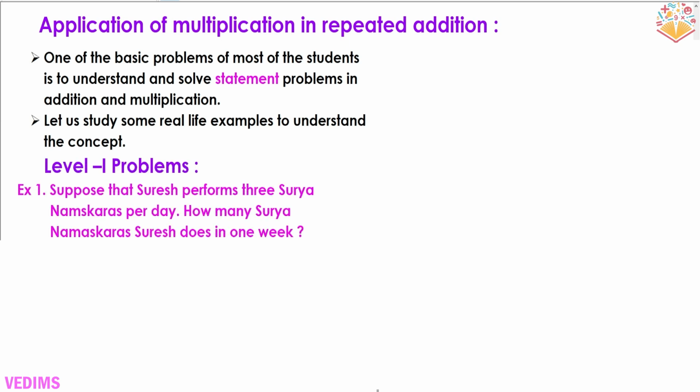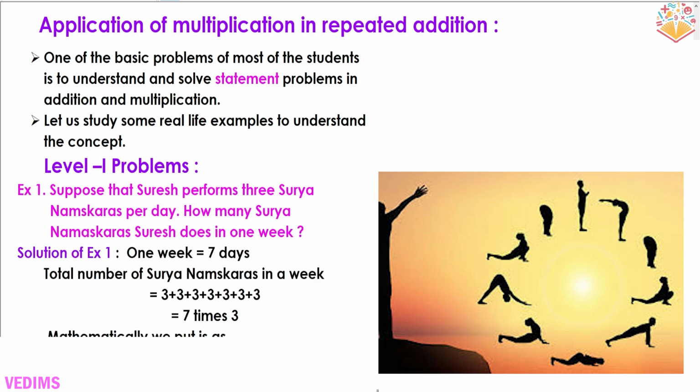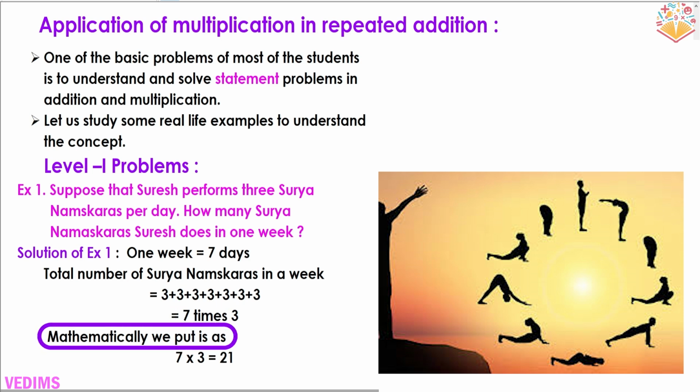Take one example. Suppose that Suresh performs 3 Surya Namaskaras per day. How many Surya Namaskaras does Suresh do in 1 week? You know that 1 week is equal to 7 days. The total number of Surya Namaskaras in a week will be 3 plus 3 plus 3 and so on up to 7 times. Instead of adding 3 seven times, you can use multiplication. 7 times 3. Mathematically, we put it as 7 into 3 is equal to 21. Here, observe that you applied multiplication in addition.